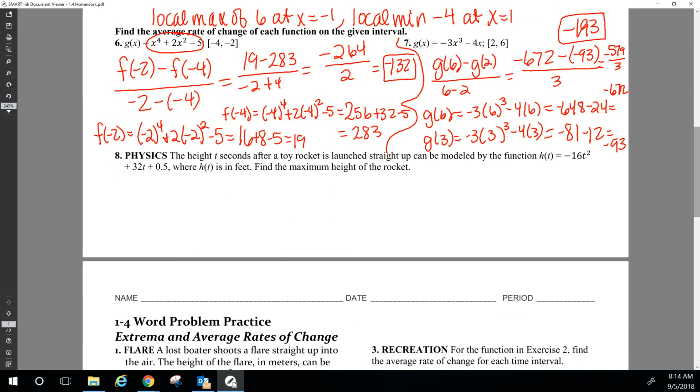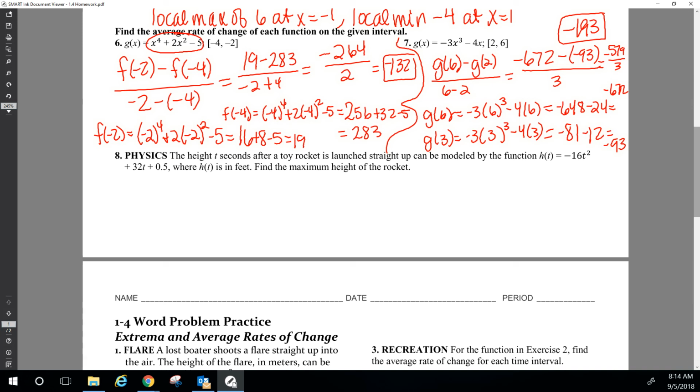We're going to do one more on this video, and then I'll flip to the word problem practice. So in physics, the height t in seconds after this toy rocket is launched straight up can be modeled by this function. Remember when we were talking about these arch-like functions, that -16, that's your gravitational factor of some sort. So -16t squared plus 32t plus 0.5, where h of t is in feet. Find the maximum height of the rocket.